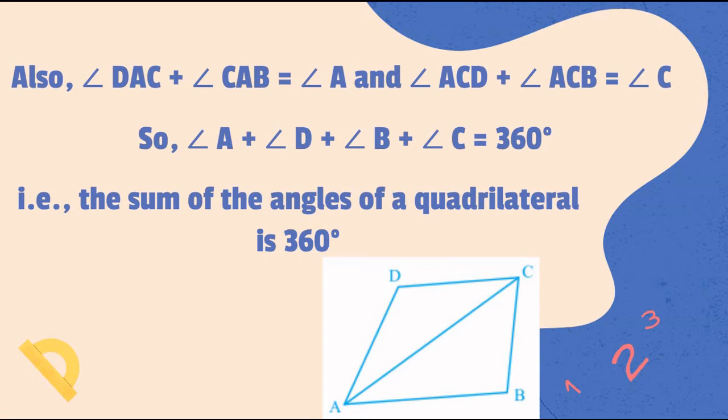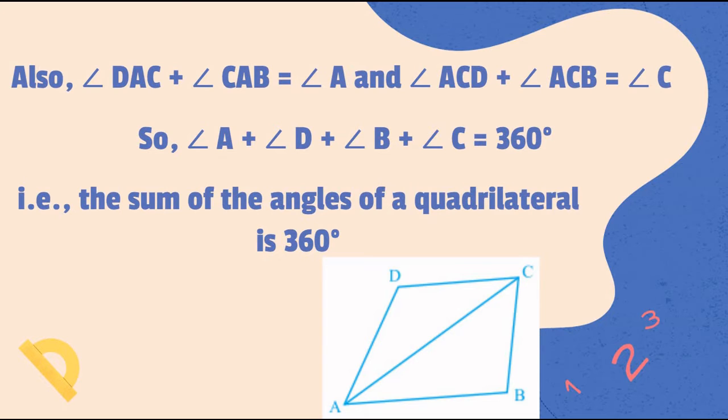So also we can make it simpler. Angle DAC plus angle CAB is angle A. It's as simple as that. You should know that angle DAC plus angle CAB is of course angle A. That is the entire angle that you find over here, the bottommost angle. And then angle ACD plus angle ACB is equal to angle C. We just combined two angles, that became one angle.